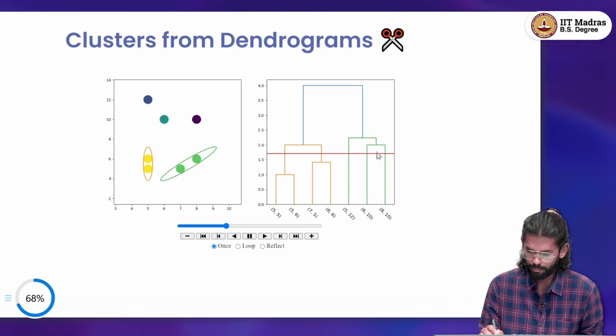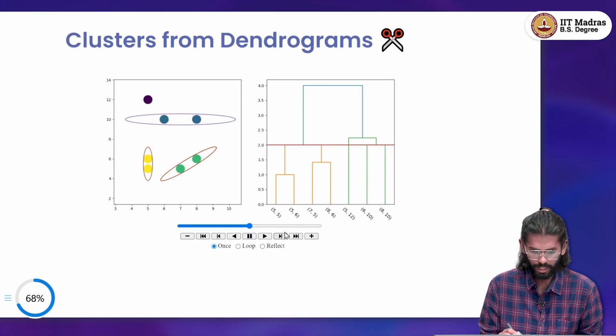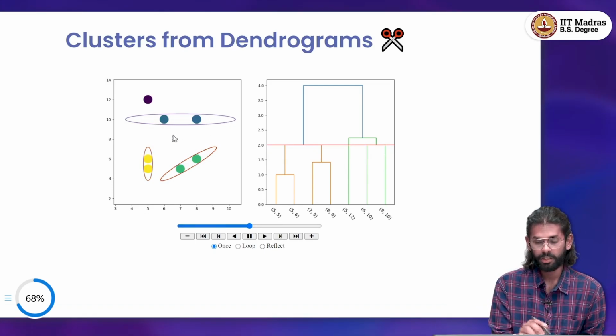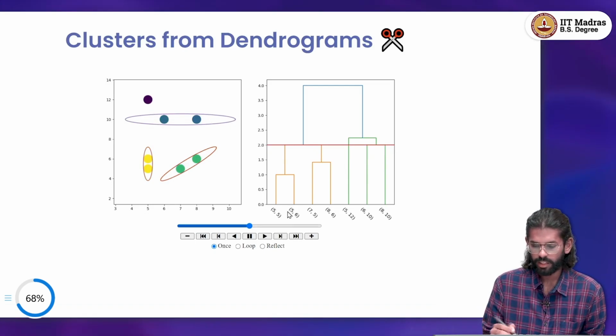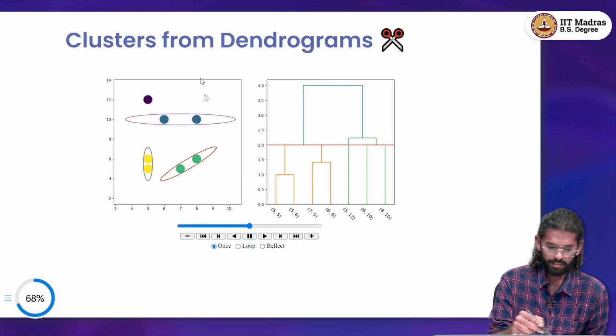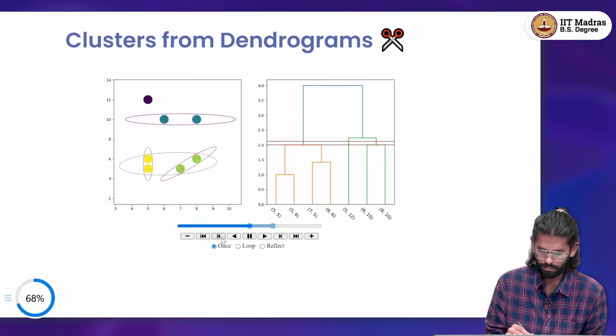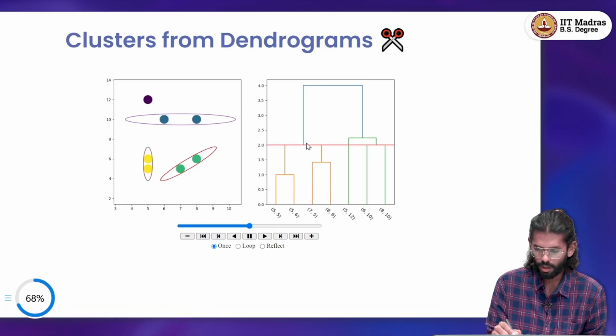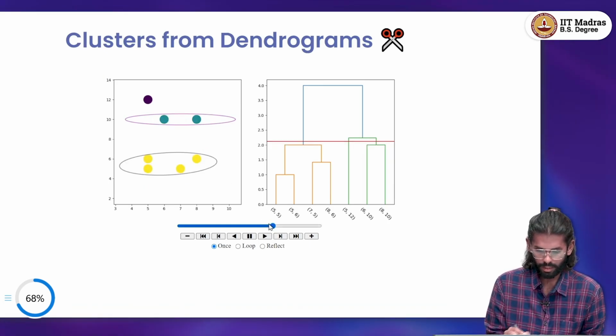Now for the third one, we can move it further up, and you get these two points clustered together. And then if we move it a little more up, as you can guess, we will have these 4 points clustered together, since this is lower than this junction, before that happens.